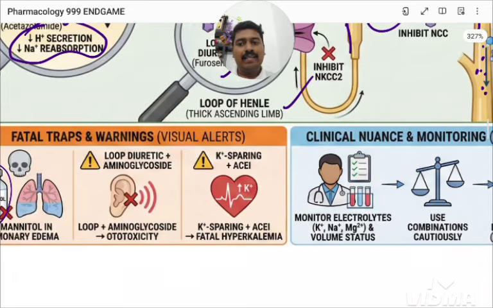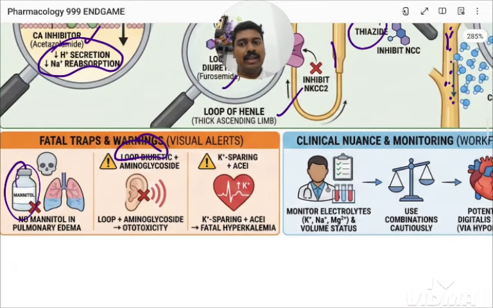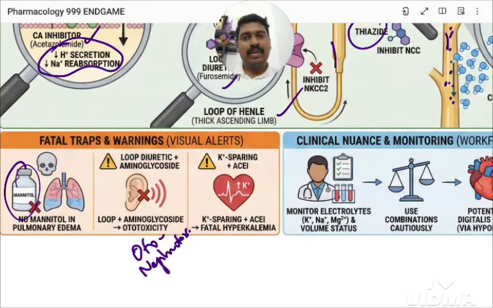Second, a very common side effect of loop diuretics is ototoxicity. One is ototoxicity, second is nephrotoxicity. That's why loop diuretics are not combined with aminoglycosides, because aminoglycoside antibiotics like gentamicin and amikacin also cause ototoxicity. So never combine loop diuretics with aminoglycosides.